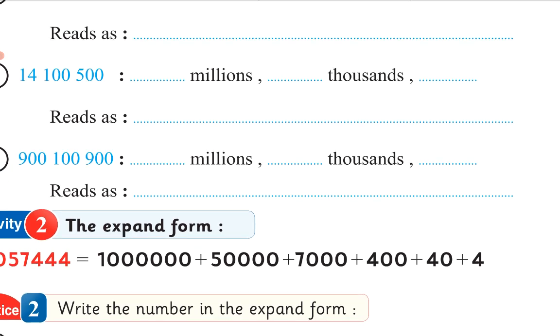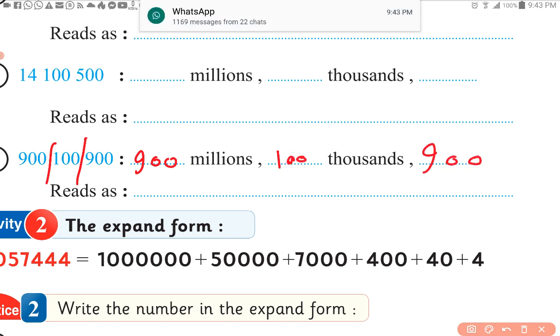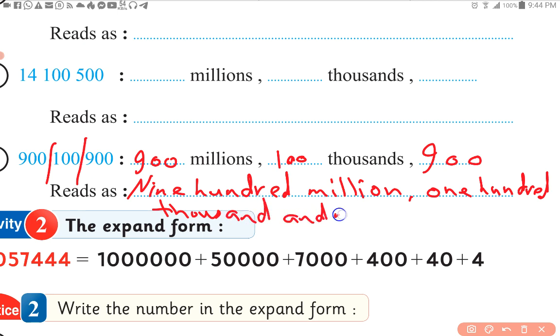At first separate the number each from right. It's number 900,100,000 and 900 million, 1,000 and 900. 9 100 million, 100,000 and 900. That's okay. Now move to the next one.